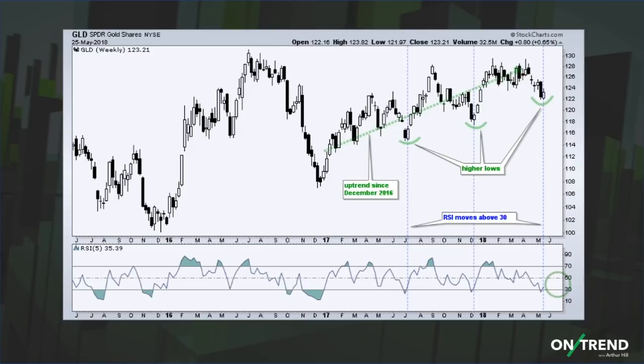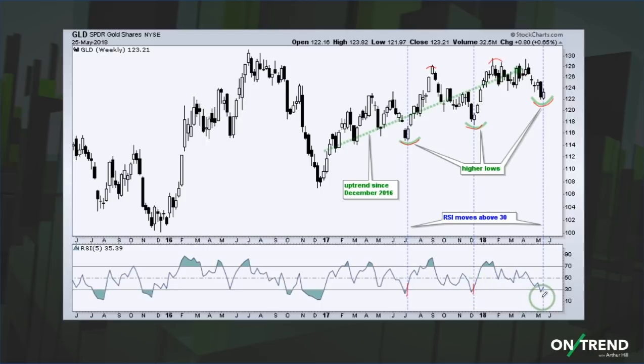Now, if we look at this gold chart, I would have to say the big trend is up. All right. And why is that? Well, you can see that you've been advancing there since December 2016. And you've got higher lows here. You've got higher highs. So we've got an uptrend there. We've come down, and this might be a higher low forming because it's above this low. And look, RSI moved back above 30.